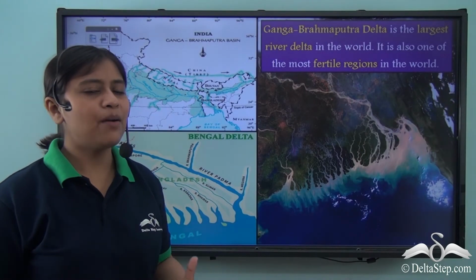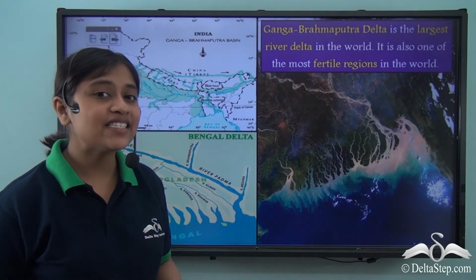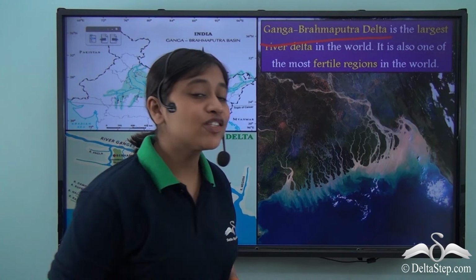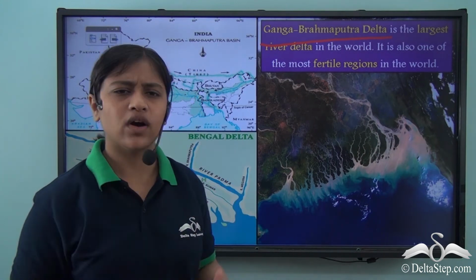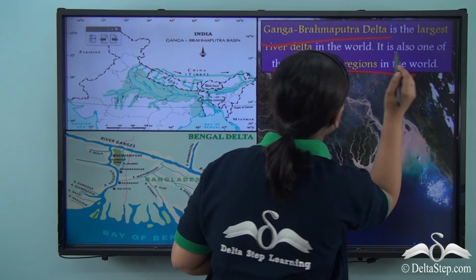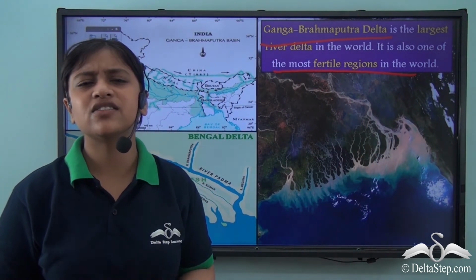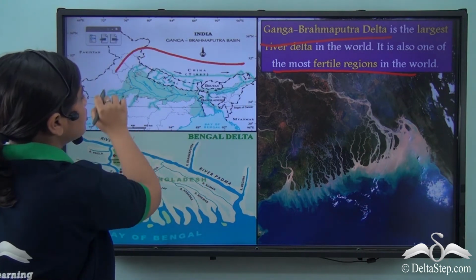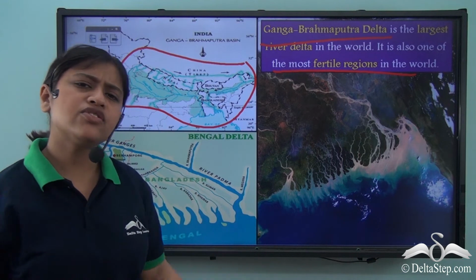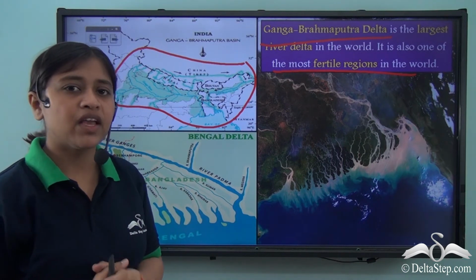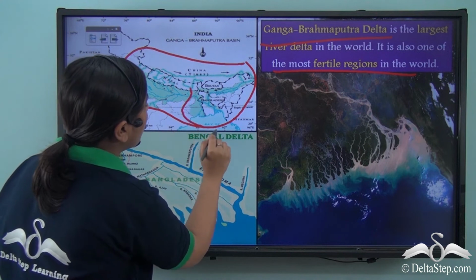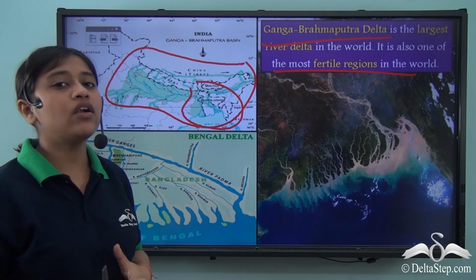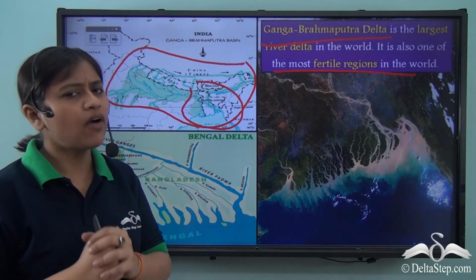So, a very good example of the delta region is in India itself, and that is the Ganga-Brahmaputra delta. It is also the largest river delta in the world. Now, it is also known as one of the most fertile regions of the world, right? So you can see in the map of India that this Ganga-Brahmaputra basin has all the tributaries of Ganga and Brahmaputra, right? So we can see that they all join and then reach the Bay of Bengal. So they are emptying or going out into the Bay of Bengal.